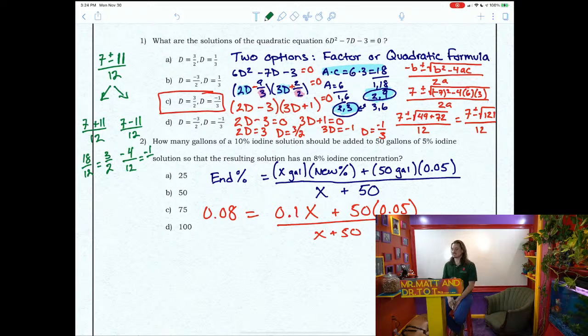So notice we get the same exact answers. We get positive 3/2 and negative 1/3, which is answer selection C. So you could have used either of those options. If you have any questions, then please just let me know.